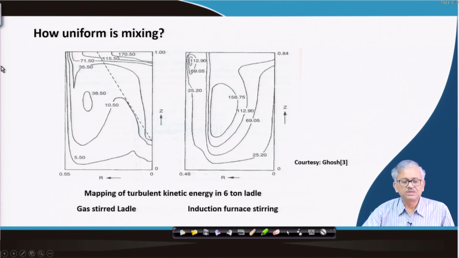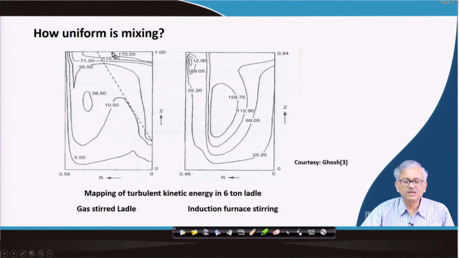So we have some data here on how uniform the mixing is. We are comparing the eccentric purging case. These are the kinetic energy contours, and we are comparing with a reference called induction furnace stirring, because induction furnace stirring is highly uniform. So we have taken this as a reference and compare the eccentric purging with it. If you can see, in case of induction stirring, the kinetic energy distribution is more uniform compared to the one centric gas stirred ladle.